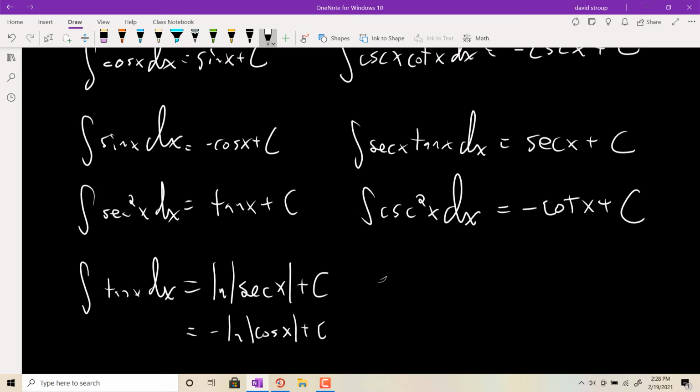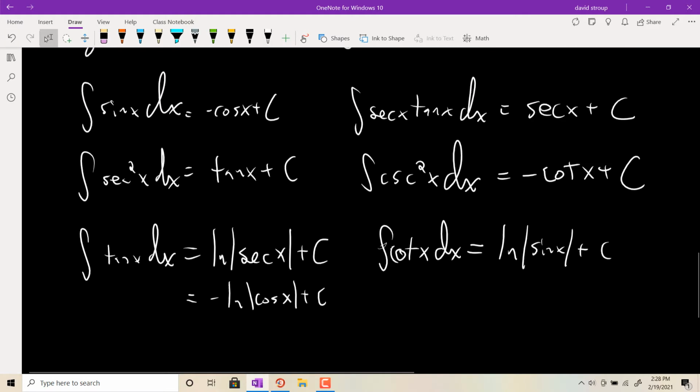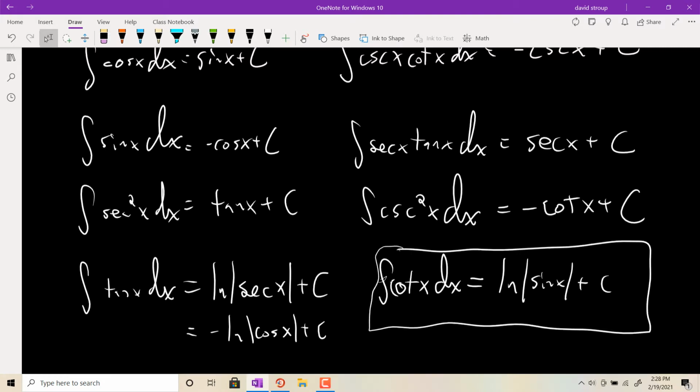So if you know that one, then it's not too far of a stretch to know cotan's. I wouldn't call you out on that though. This would just be ln of absolute value of sine x. I would expect you to have the tan one memorized, right? Not the cotan. So I want to say you don't have to memorize this one. Don't bother. Don't memorize.